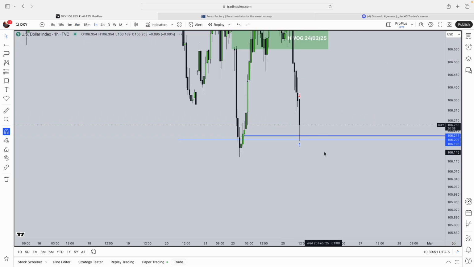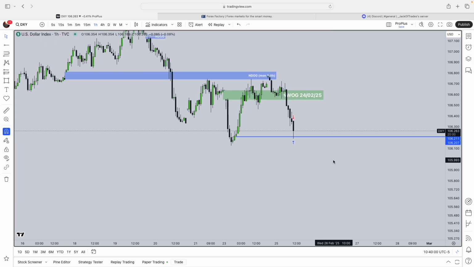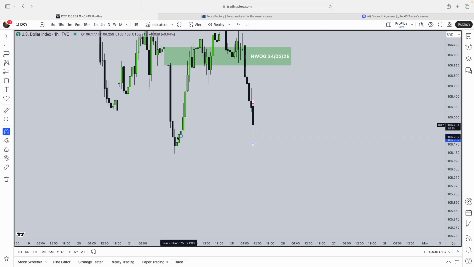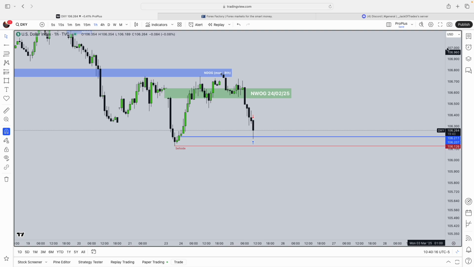Yeah, so dollar actually tapped into this fair value gap here. Not sure what that one's doing. This fair value gap there, and it's respecting that there at the moment. So potentially take another partial off euro if I was still long. But the next draw on liquidity would be here. At the moment, nothing's saying that dollar wants to go higher. So just be patient and just wait for that trade to pan out.